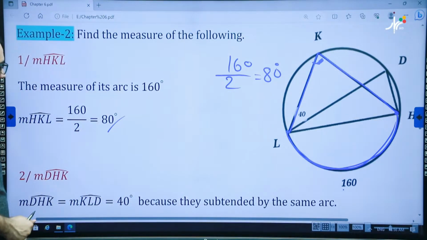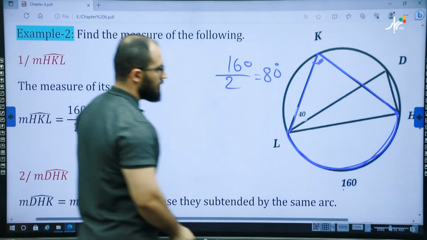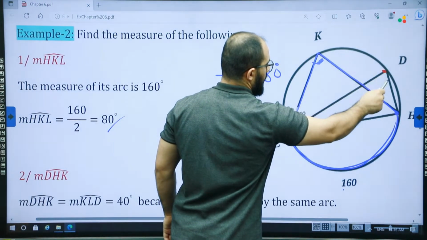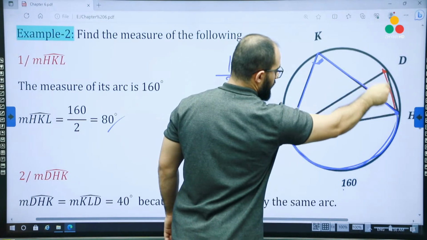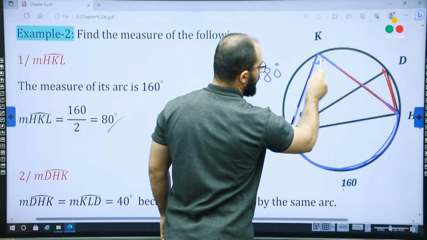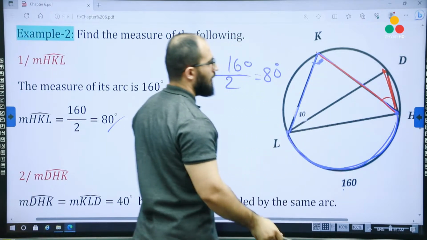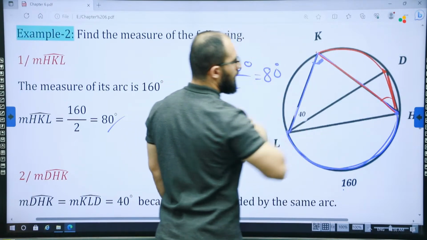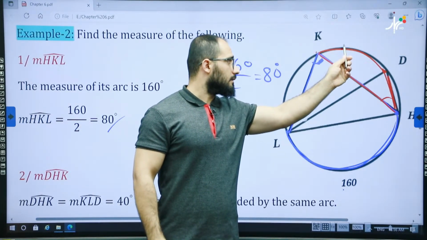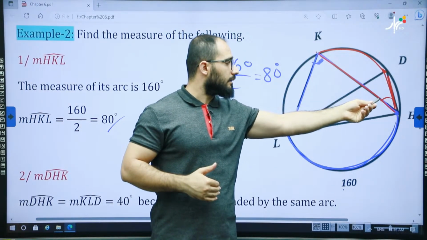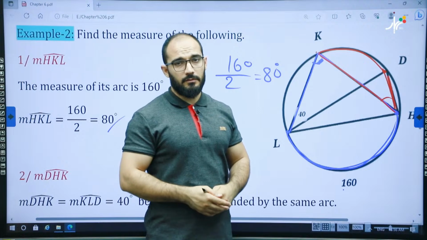What about DHK? D, H, and until K. This is the angle, and also this is the arc. But none of them is given. The arc is not given to divide by 2 to get the angle, and also the angle is not given.